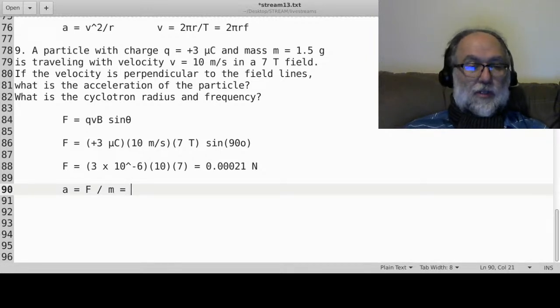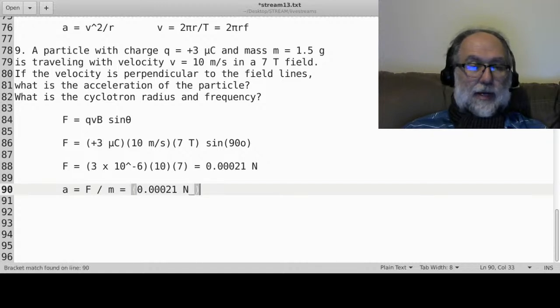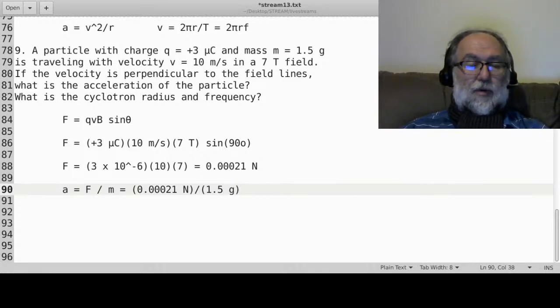So the force is this number divided by the mass, which is 1.5 grams. But 1.5 grams, that's not MKS, so you want to do kilograms. Kilo is like multiplying by 1,000. Here, let's do it this way. We've got 1.5 grams. If I multiply by 10 to the negative 3, and I multiply by 10 to the 3, like that, so what did I do there? I've got 10 to the minus 3 and 10 to the 3.